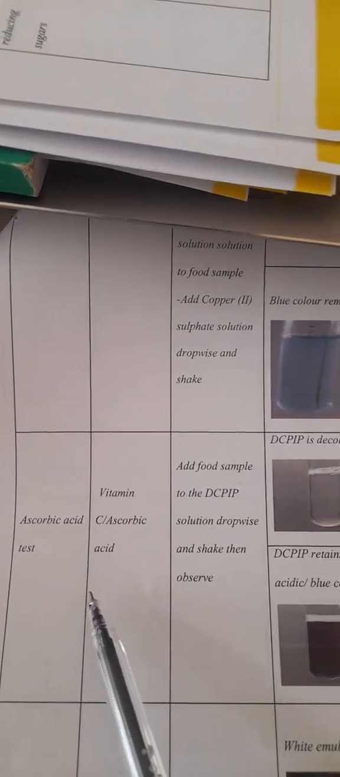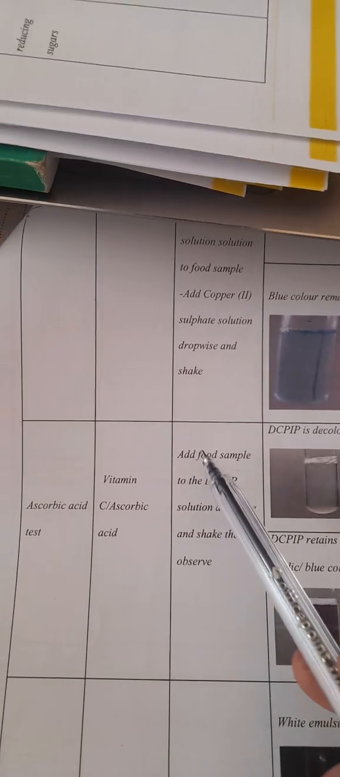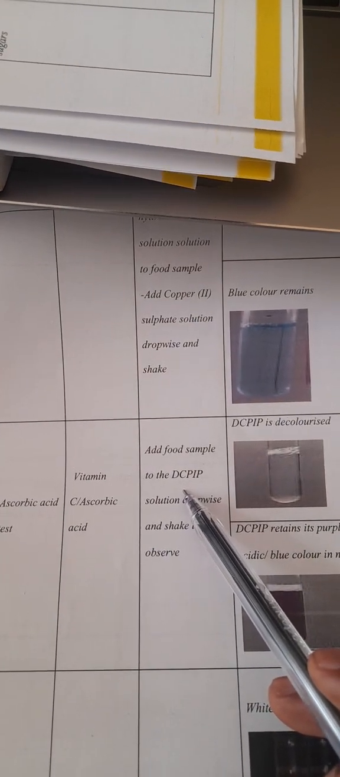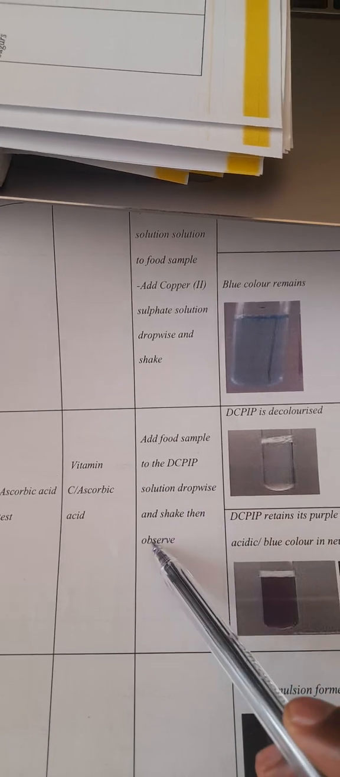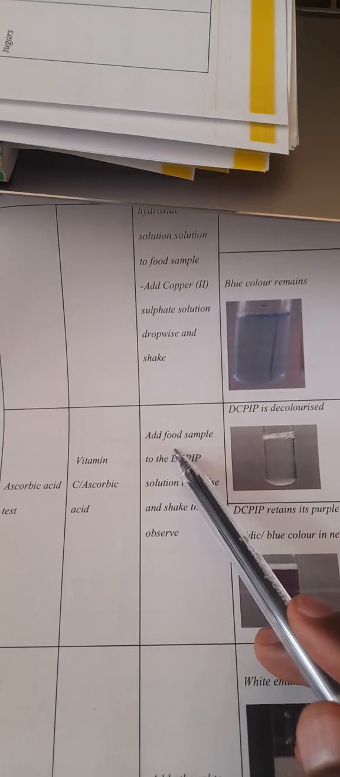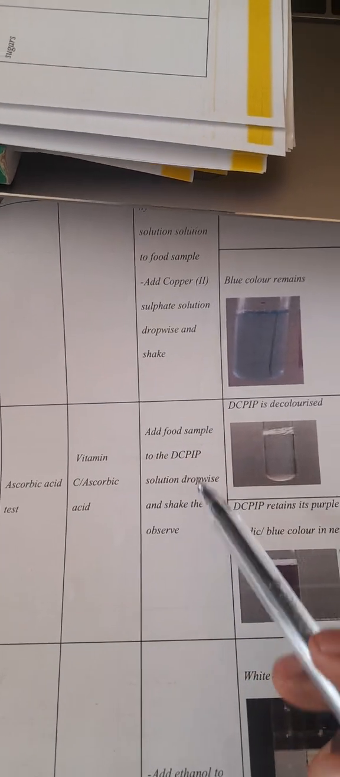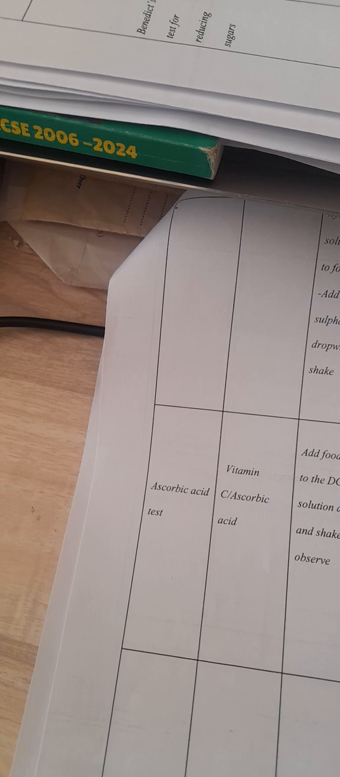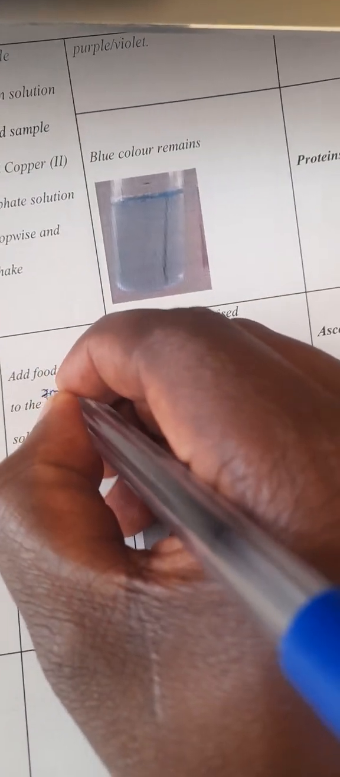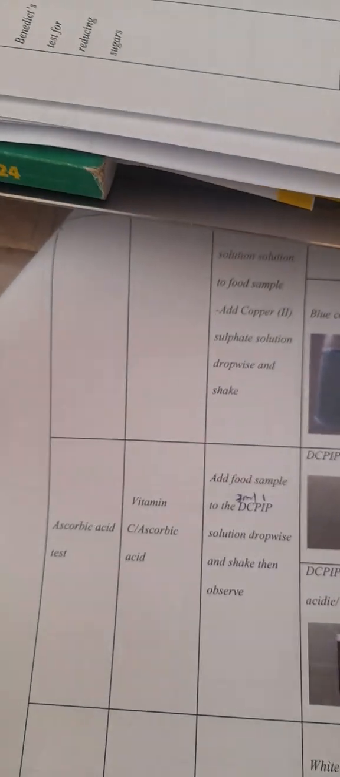The second last, we have the ascorbic acid, and that is the vitamin C. Ascorbic acid, other name is vitamin C. Add food sample to the DCPIP, that is dichlorophenol indophenol solution, dropwise, and shake, then observe. So here we start with the solution. You add first what? Food sample to the DCPIP. So the DCPIP is what you measure, 2 ml. Then now you add your food samples dropwise.